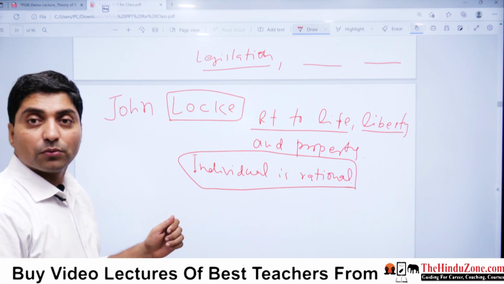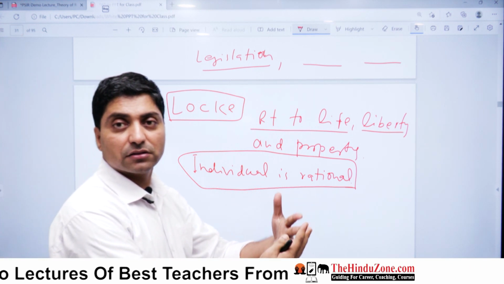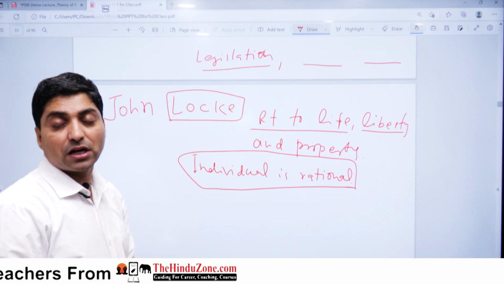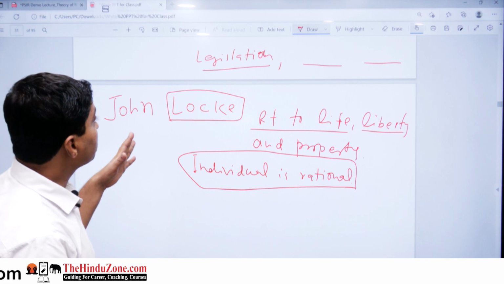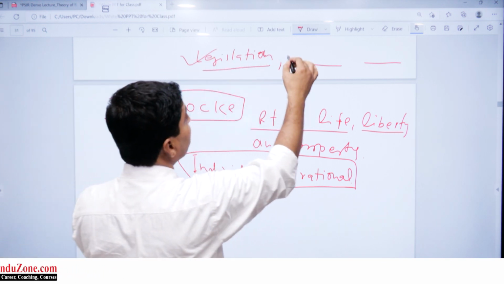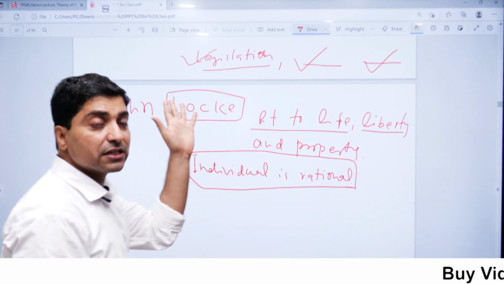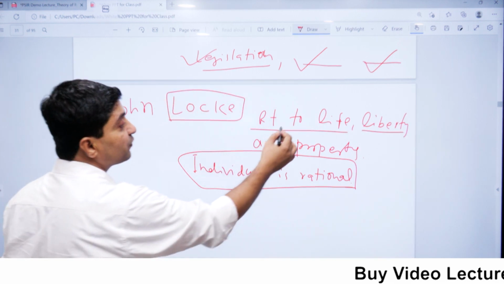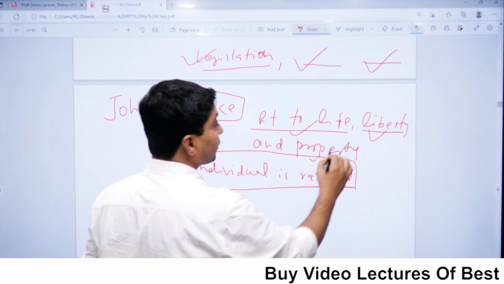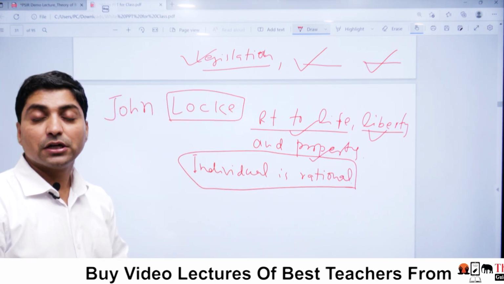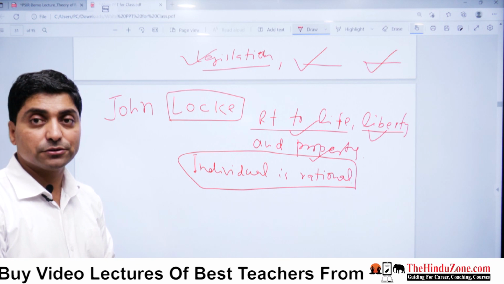But what happens? There is a social contract, and each individual forms the government, and the individual has given legislative power, implementation power and adjudicative power to the state, but their right to life, liberty and property remain maintained even after the formation of government.